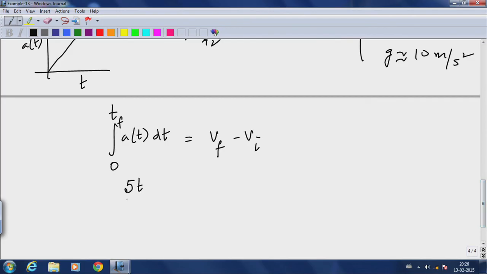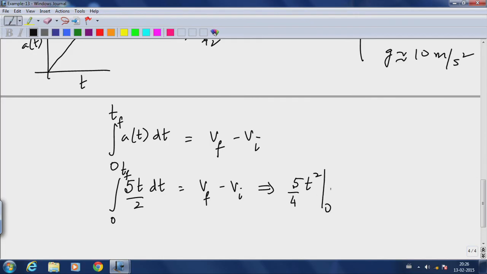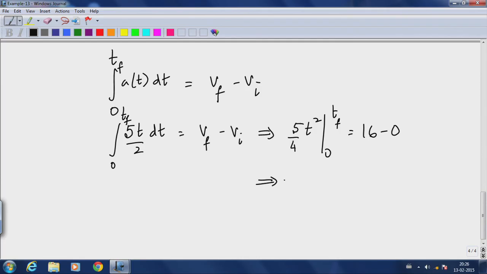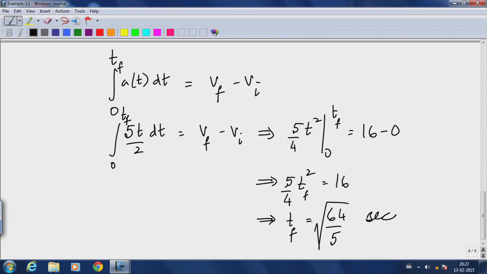So, let us do that integration. Integral of 5t over 2 dt from 0 to some final time tf equals Vf minus Vi, which implies 5 over 4 t squared from 0 to tf equals 16 minus 0, which implies 5 over 4 tf squared equals 16. Tf equals 16 times 4 over 5, under a square root, in seconds.